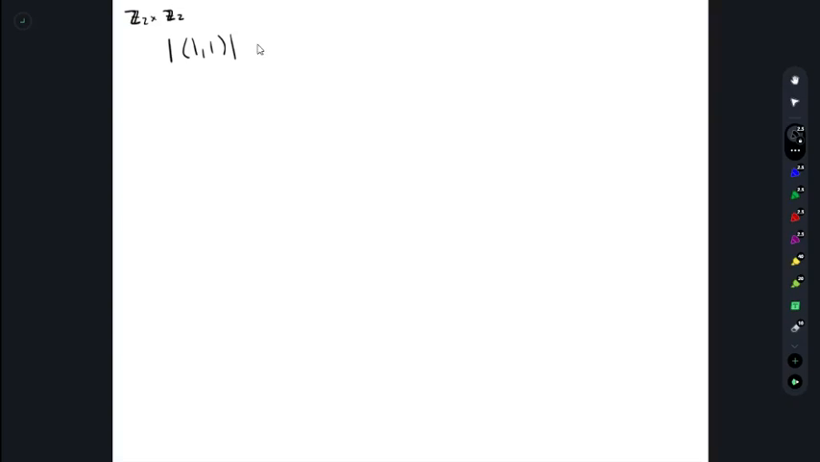But the order of 1, 1, if you look at your diagrams, is 2. If you don't see that, pause me and discuss.